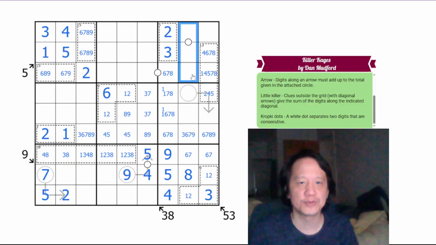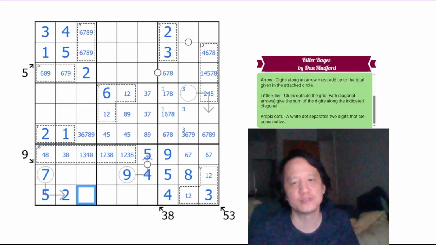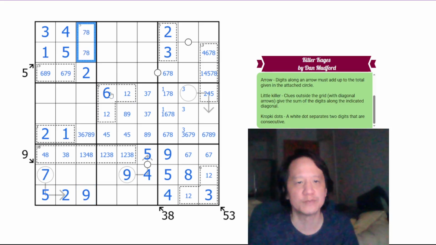Where is the 3 in column 8? Can't be here because of the 3 in the box. Can't be here because of the 3 in the box, so it must be one of these 3 cells. Where is the 9 in this lower left-hand box? Cannot be here because of the 9 in the row. Can't be here because of the way that the cage is set up. So it must be here. So this is 9, which eliminates 6 and 9 as a possibility here to add up to 15.